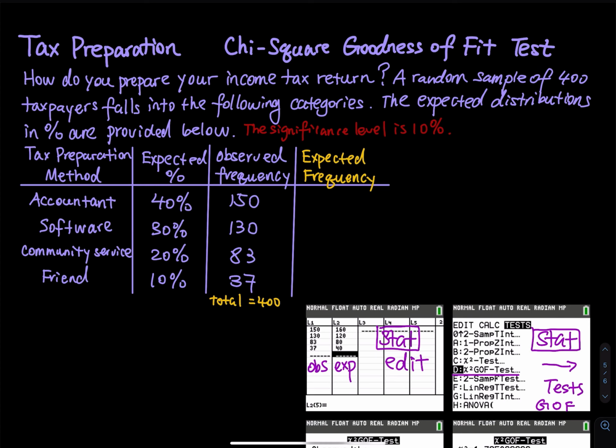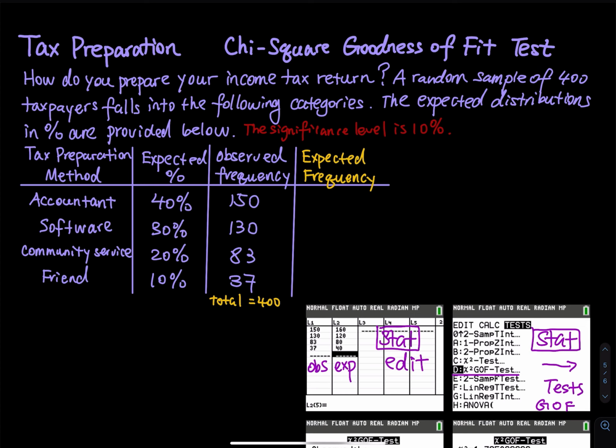And then you collect a random sample of 400 taxpayers. It turns out that 150 of them use an accountant, and 130 of them use software, and so forth. So the first step is, how do you calculate the expected frequency? Observed frequency is data. That means you do an experiment and then you collect numbers from the experiment. That means you are writing down the result. So that is observed frequency, which means the data.